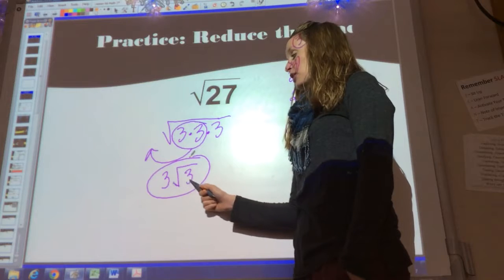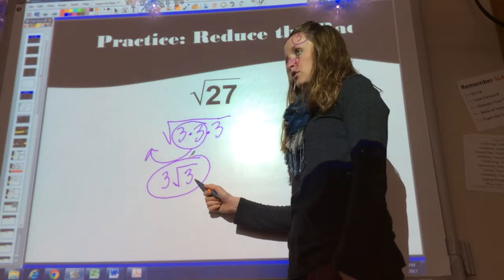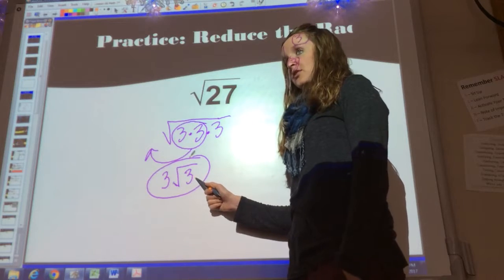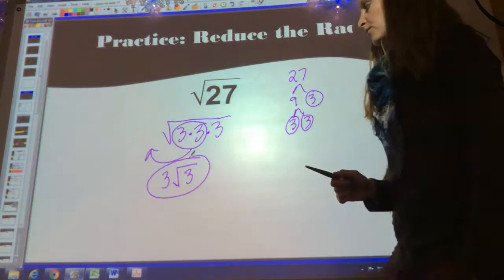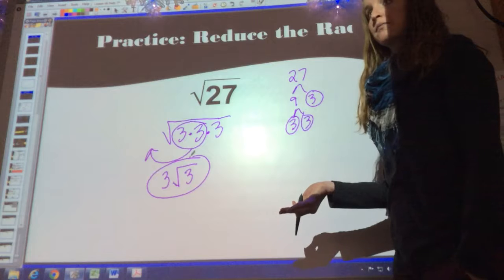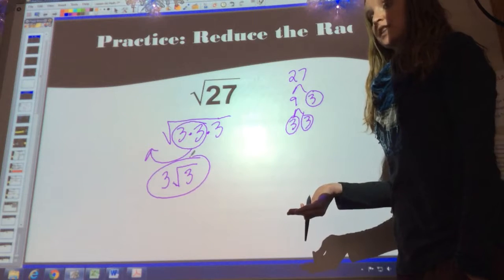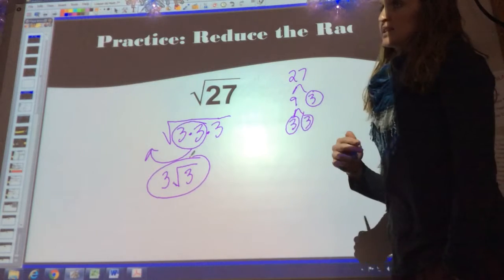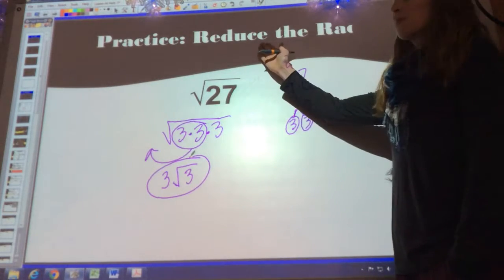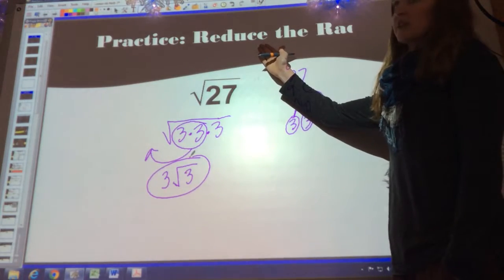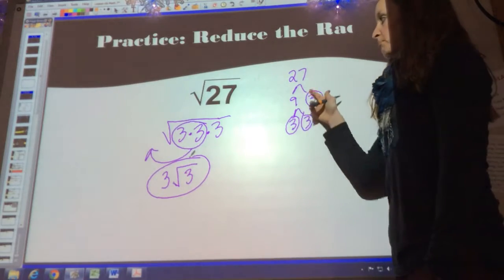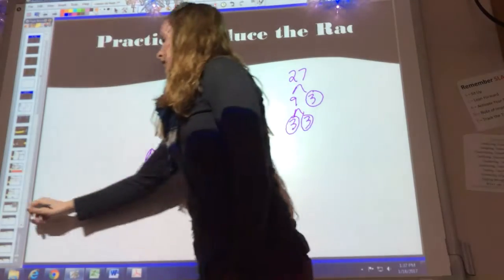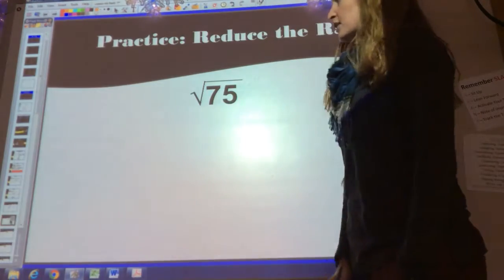So can you guys say 3 roots of 3? 3 roots 3. Yep, or 3 times the square root of 3. And that's all we have to do. That's the simplified version of the square root of 27. So if it asks you to reduce, you guys, we don't type them into our calculators. We use pen and paper in our brains, exactly. So let's move on to our next one.